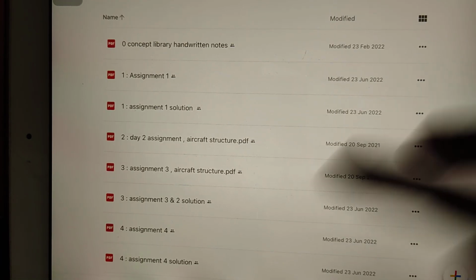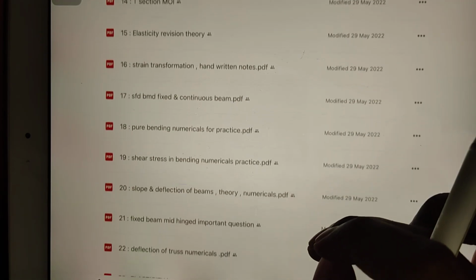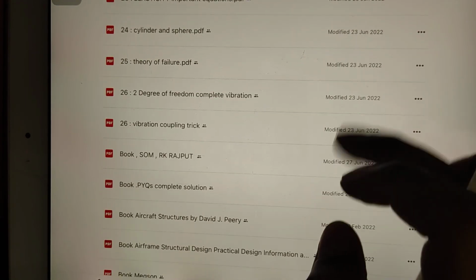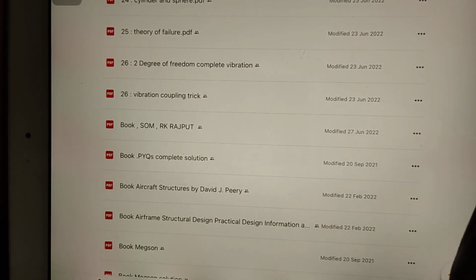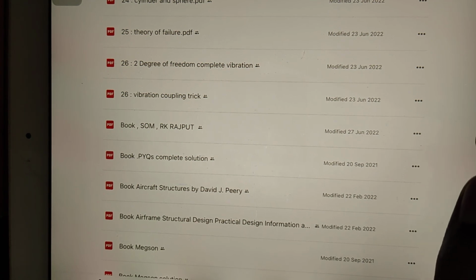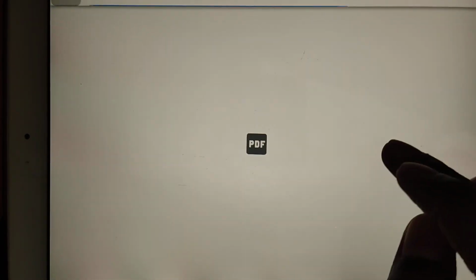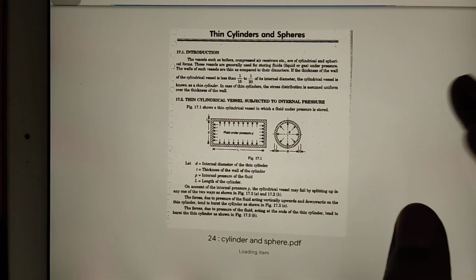Concept library, aerospace, aircraft structure. Then you come down, and you can see I'm taking it at the top. You see cylinder and sphere, 24. Cylinder and sphere is the last topic of strength of material. Very, very easy topic. When you open the PDF, you'll have direct questions, direct numericals.